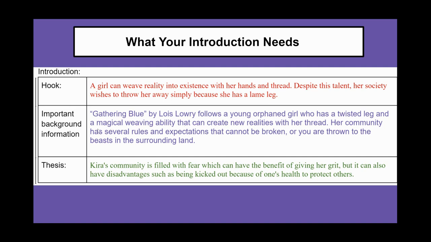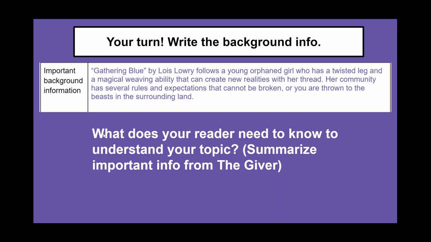So that's what you are doing right now, adding important background information that your reader needs to understand about The Giver in order to understand your pros and your cons. Here's my example of important background information. "Gathering Blue by Lois Lowry follows a young orphaned girl who has a twisted leg and a magical weaving ability that can create new realities with her thread. Her community has several rules and expectations that cannot be broken, or you are thrown to the beasts in the surrounding land."